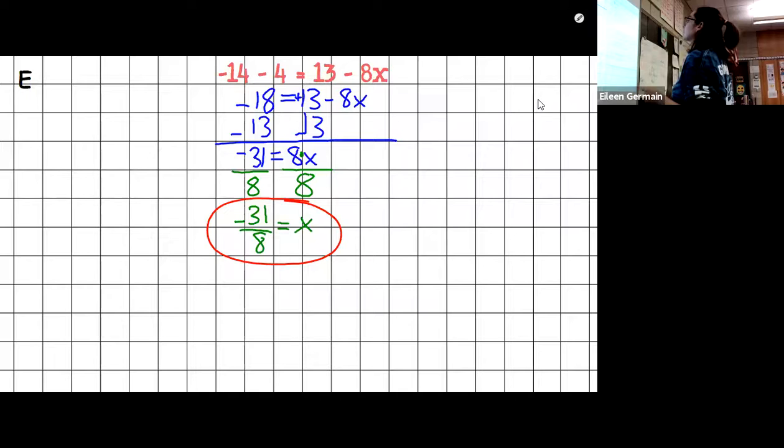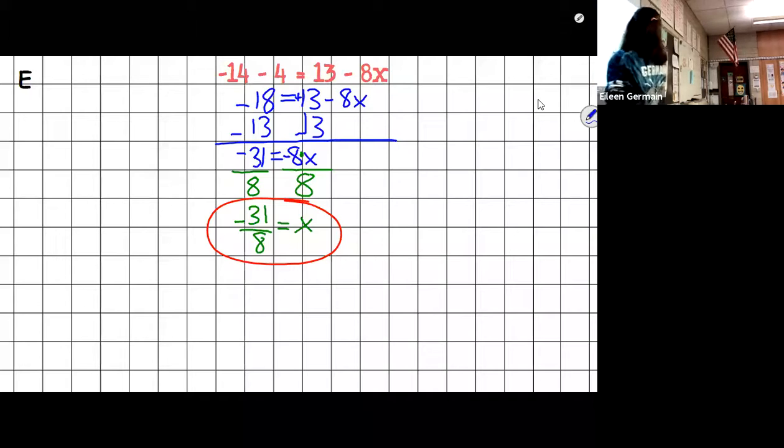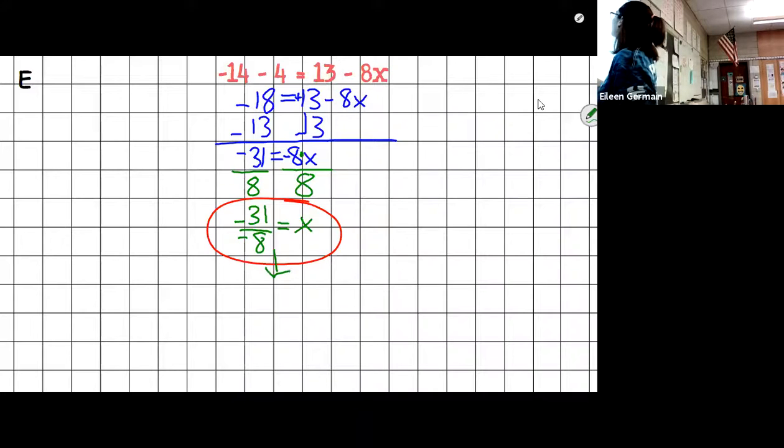Won't the 8 be negative? Well, yes, because we didn't bring that negative down. Thank you, Gabe, for catching that. So it would be negative. So then this can actually simplify to 31 over 8. Good catch, Gabe. Equals x.